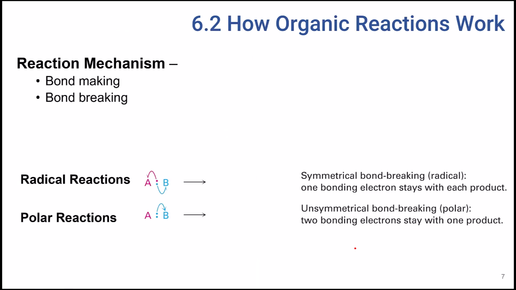Organic reactions work via reaction mechanisms, and this is the overall description of how a reaction works. We're dealing with the bond making and the bond breaking. In radical reactions, electrons are moving 1 electron at a time. And in polar reactions, we're moving a pair of electrons at a time.